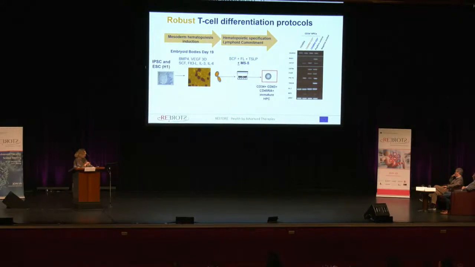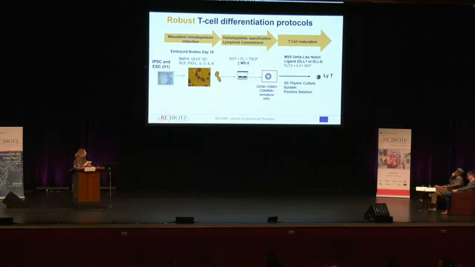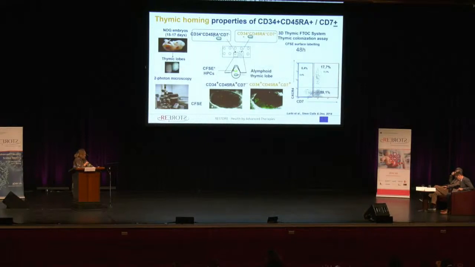So we have also to decipher within this population different subpopulations, and we are going on with single-cell RNA sequencing. So the last step would be to mature these progenitor cells using two strategies: using stromal cells expressing Notch ligands, delta-1 or delta-4, with cytokines, or using the thymic microenvironment with a 3D thymic culture system to induce a positive selection. So we asked first the question, whether this immature progenitor could enter into the thymus.